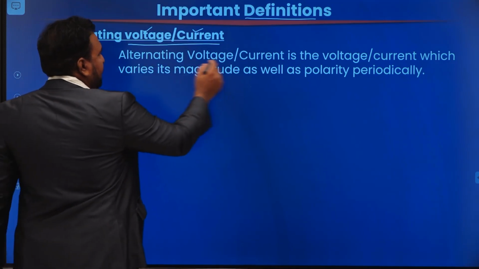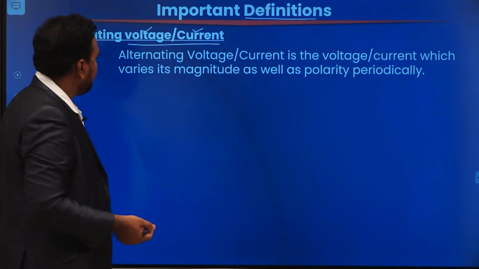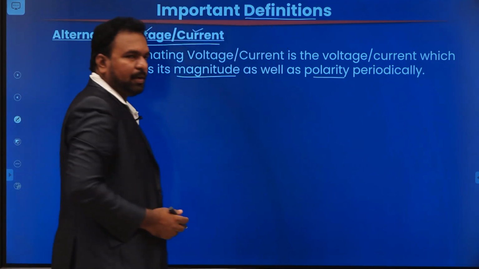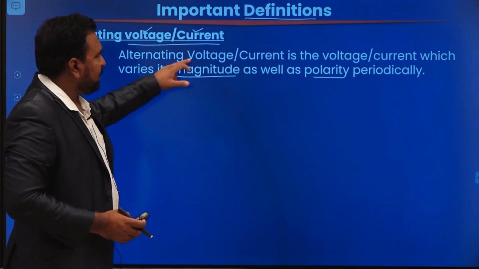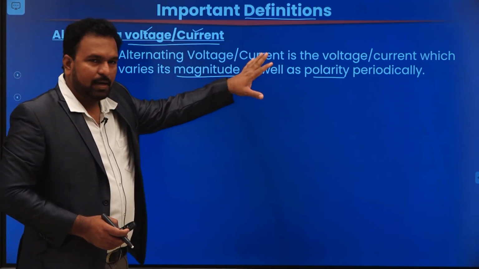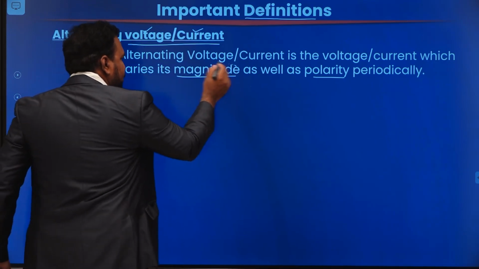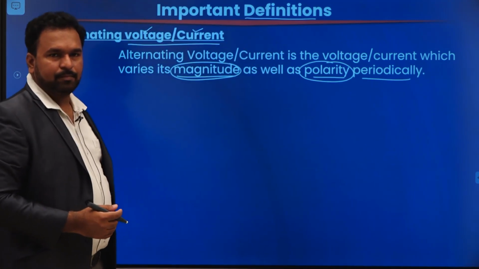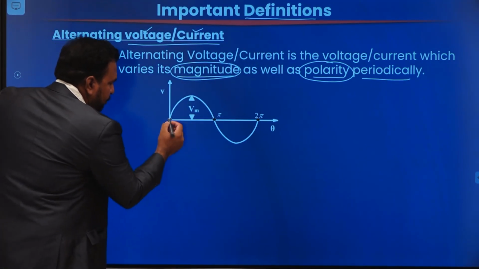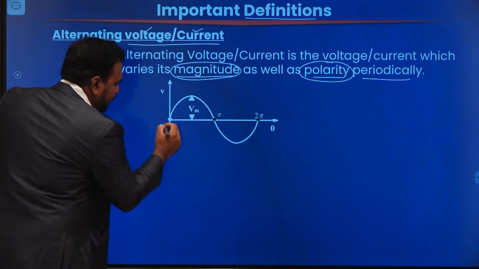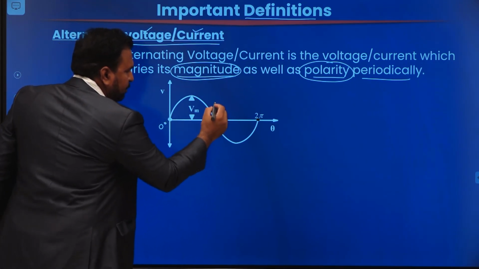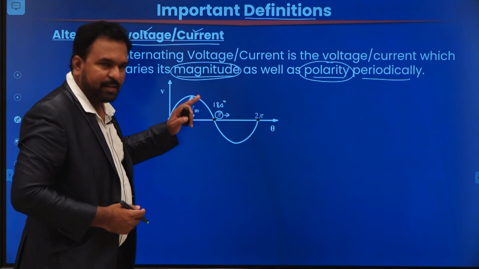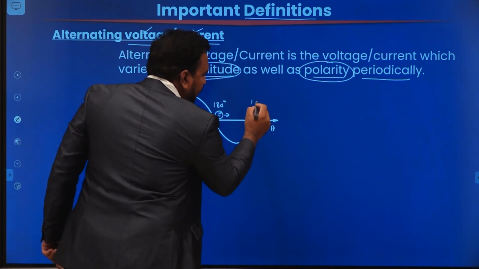The alternating voltage or current is a voltage or current which varies its magnitude as well as polarity periodically. Periodically means at regular intervals of time. See here, at 0 degrees up to 180 degrees, this pi is nothing but radians. Pi radians are 180 degrees. 2 pi radians are 360 degrees.